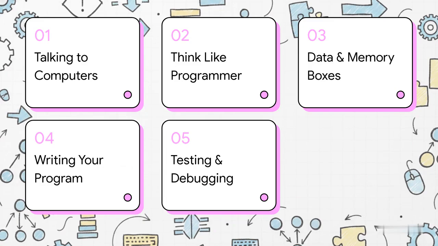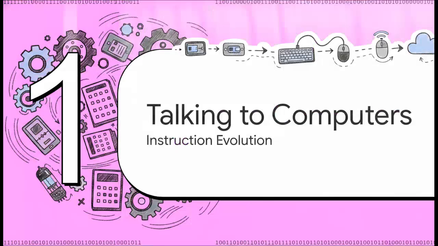1. Talking to computers. 2. Thinking like a programmer. 3. Data and memory boxes. 4. Writing your first program. And finally, 5. Testing and debugging. Let's kick things off with part 1, talking to computers, and take a quick look at the evolution of instruction over the decades.